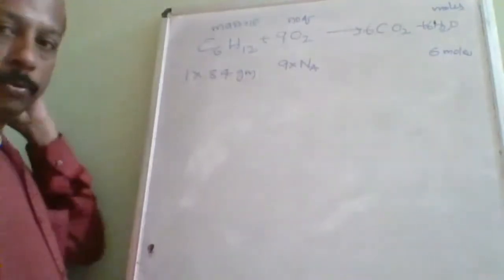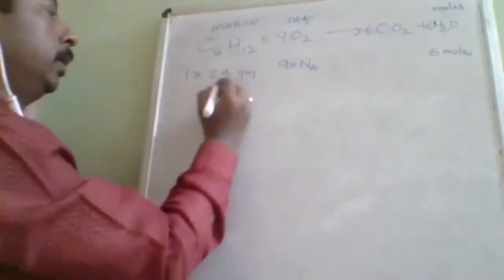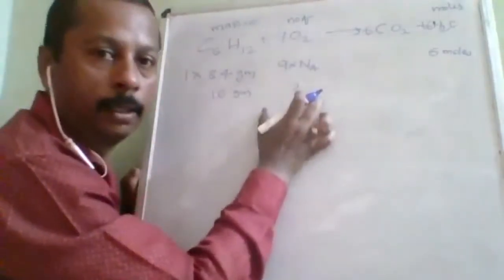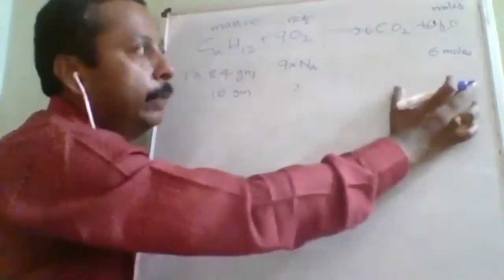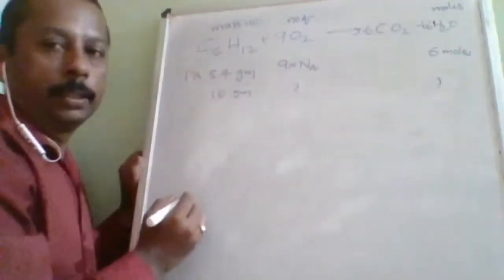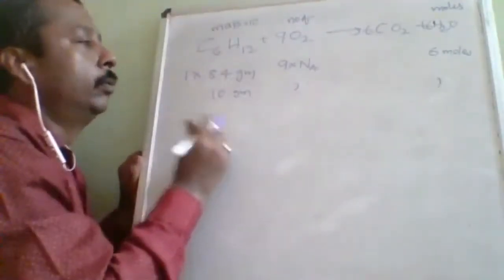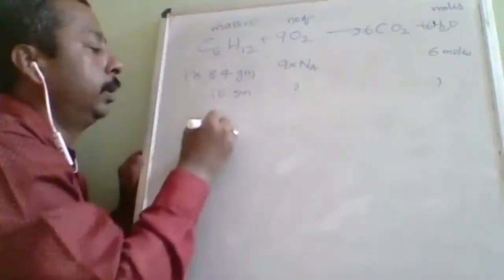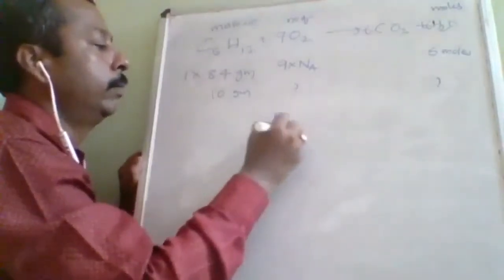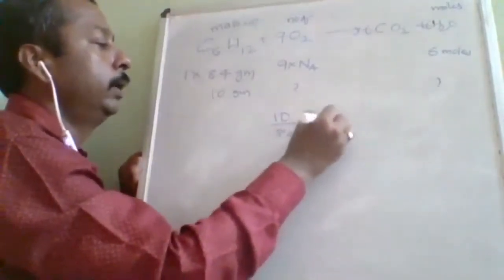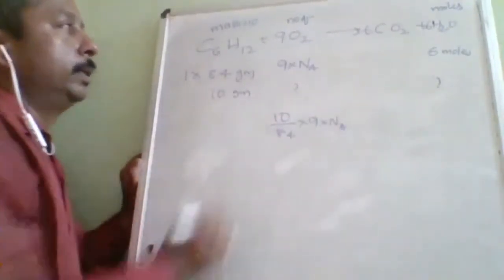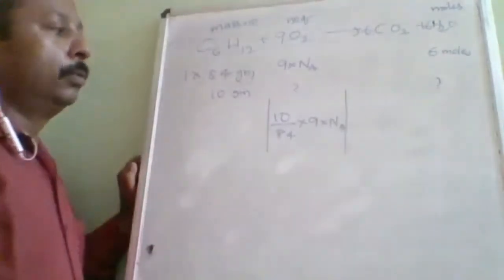But right now I am using only 10 gram. How much is required? Reactants will be required and products will be produced, so this and this I have to find out. By the unitary method, 9 O2: 10 divided by 84, here I am directly writing 10 divided by 84 into 9 into Na. So this is the answer for the number of O2 required.